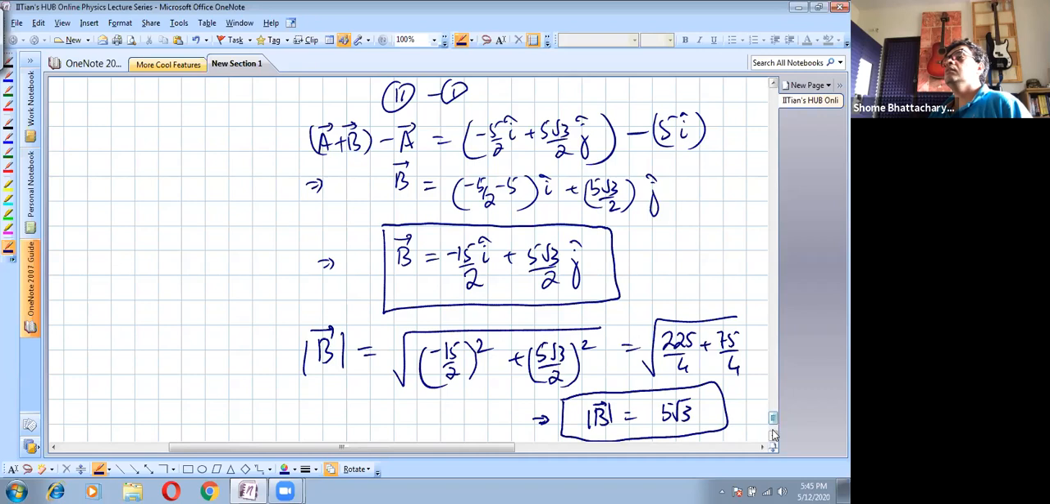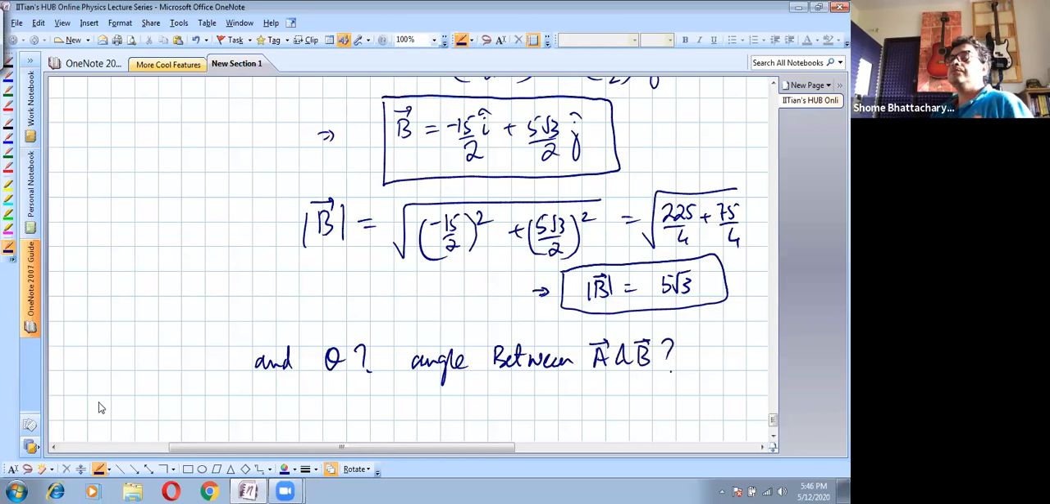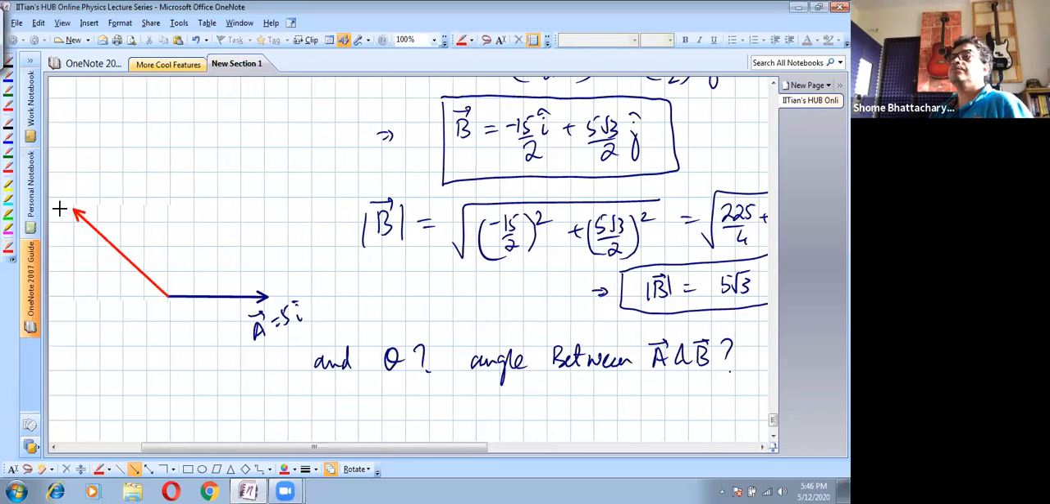And theta, that is the angle between A and B, I want to find that out. So A is a vector which is along the x-axis only. It's 5 i cap. And B is a vector which according to this is like this. The vector B is this one.